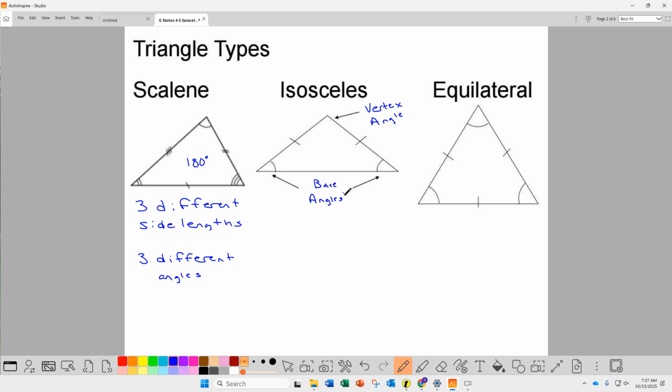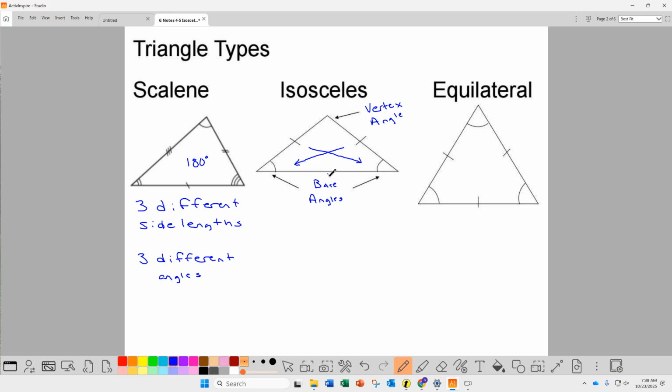Okay. So, in an isosceles triangle, there is a vertex angle. That vertex angle is going to be between the 2 congruent sides. That vertex angle is going to be different than the other 2 angles. So that vertex angle is going to be unique. And then you've got 2 base angles that are going to be congruent to each other. Those base angles are always going to be across from the congruent sides, and they're always going to be equal to each other. They are always going to be congruent to each other.